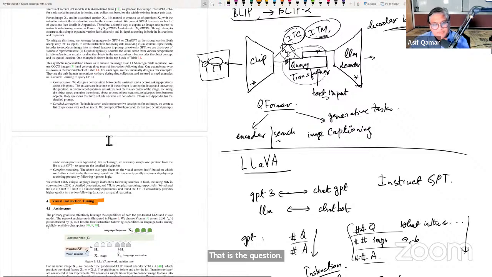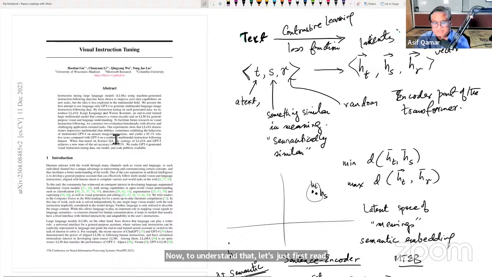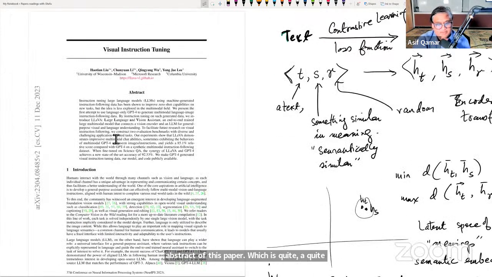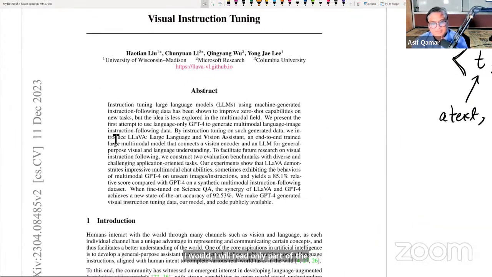Now, to understand that, let us first read the abstract of this paper, which is quite a bit. I will read only part of the abstract. It says: instruction tuning large language models using machine-generated instruction following data has been shown to improve zero-shot capabilities on new tasks, but the idea is less explored in the multimodal field. A lot is said in this.